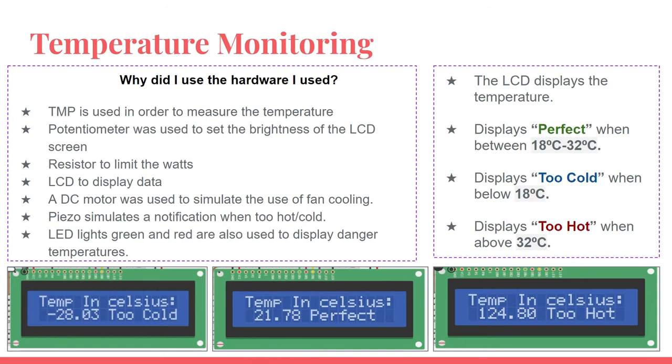The images we have below all this text show the displays that we get in the different states of the system. On the middle image on the bottom screen, we are displaying perfect, which indicates that it is between 18 and 32 degrees. We have it display too cold when below 18 degrees. And then the same with too hot, it displays too hot whenever it is above 32 degrees.